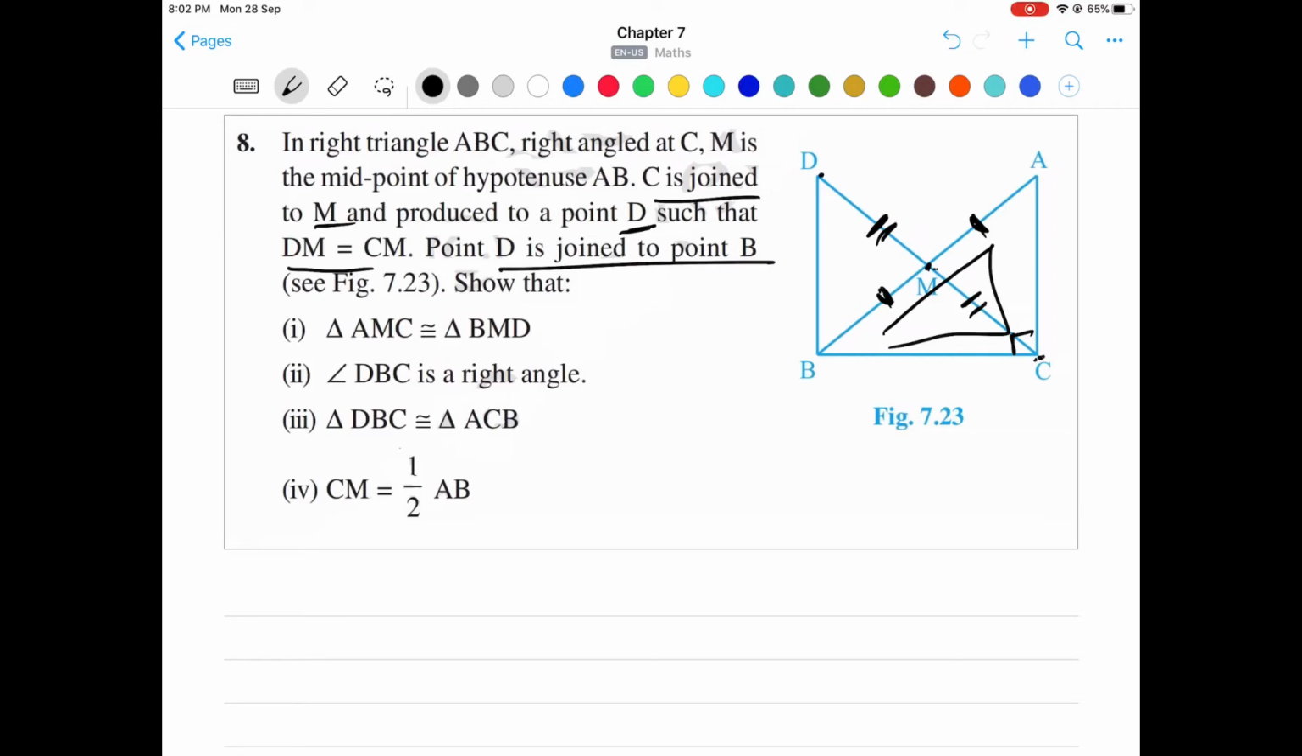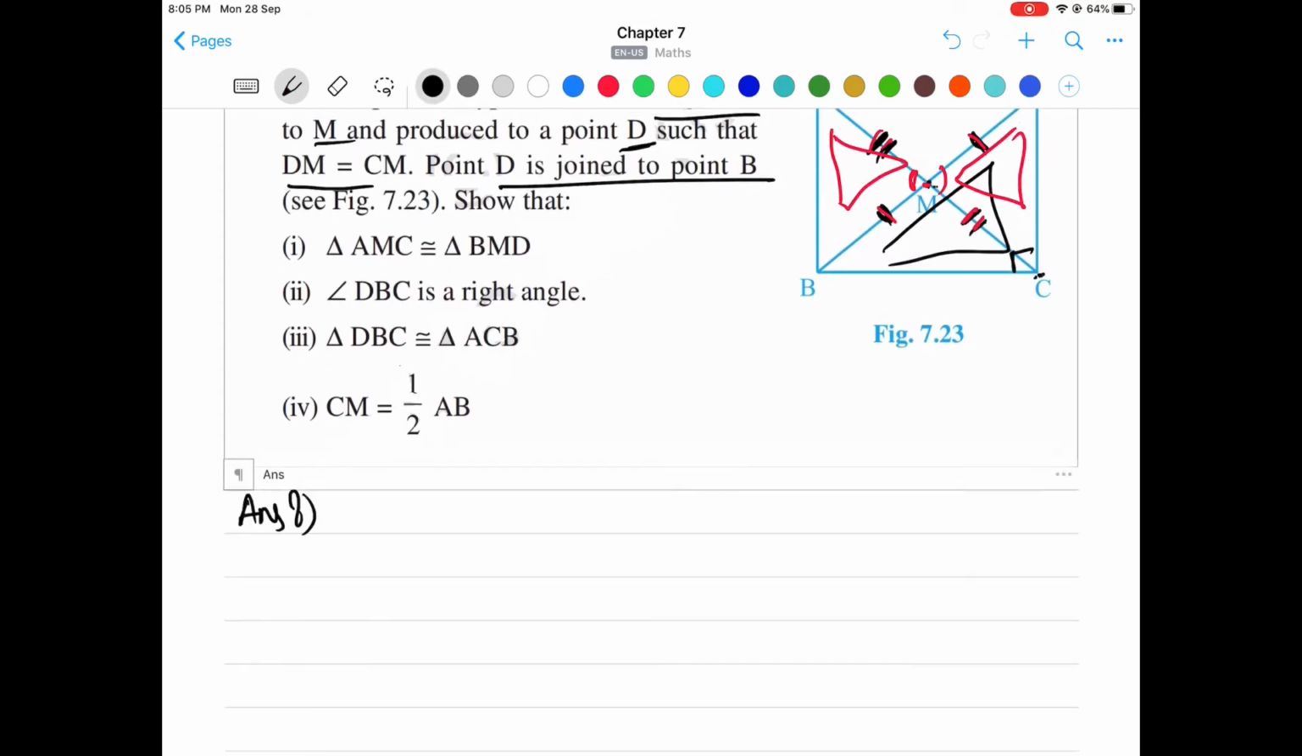D is joined to point B, and we have to prove four things here. First, that triangle AMC is equal to BMD. We can easily prove that because M is the midpoint, so these two sides are equal. By construction we have extended CM till point D such that these two sides are also equal, and the angles here will be equal because they are vertically opposite angles. Therefore by side angle side these two triangles will be congruent.